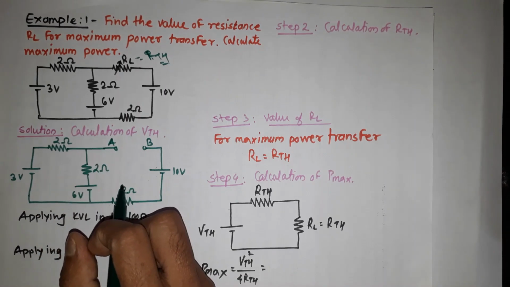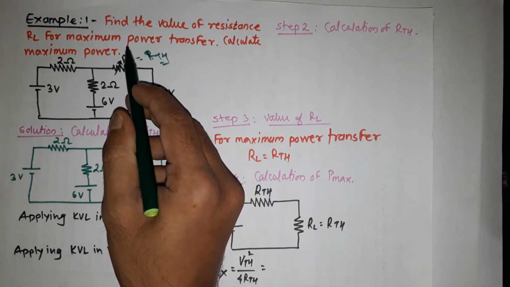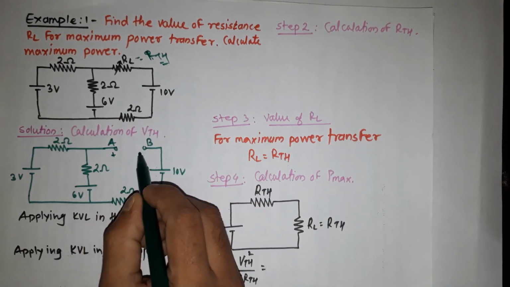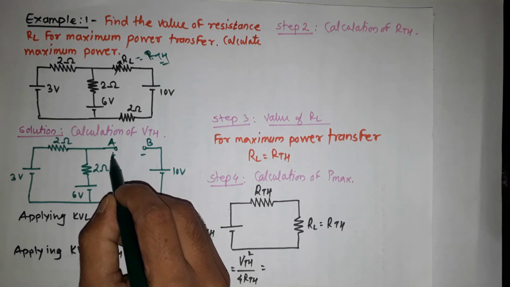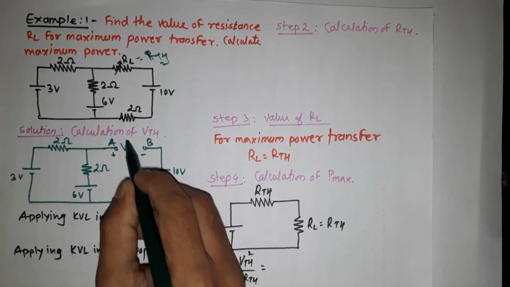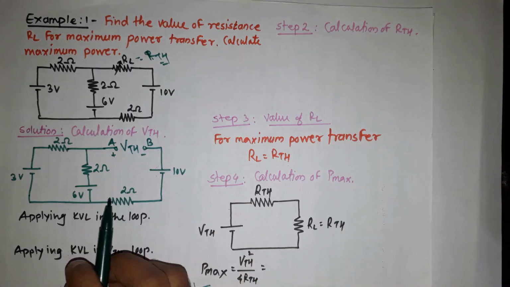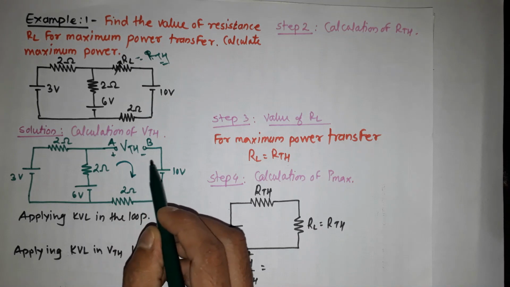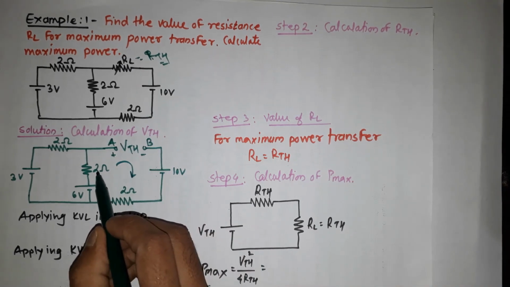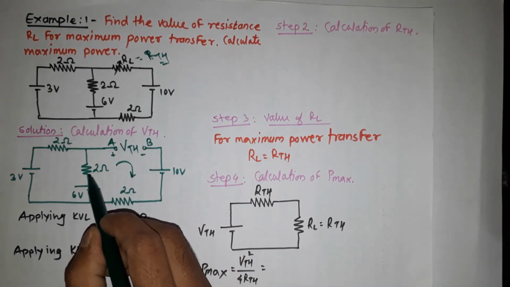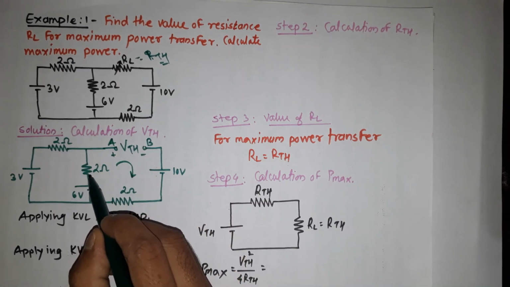So first step is calculation of VTH. How are we calculating the VTH? We are just removing the load resistance. So we remove the load resistance, and in between this we are finding, suppose we are considering terminal A is plus and B is minus, and between these two terminals we are finding the VTH. Okay. The next step is, see here, if you are applying KVL in this loop, there is a need of current through this 2 ohm resistance, because these two terminals are open circuited. So we have to find the current through this 2 ohm resistance.